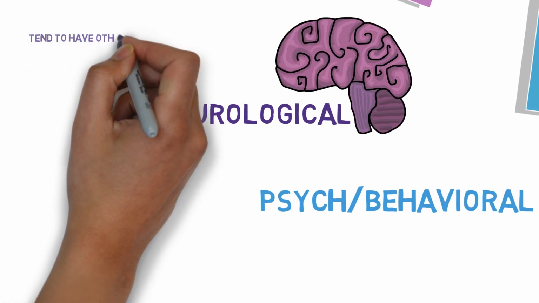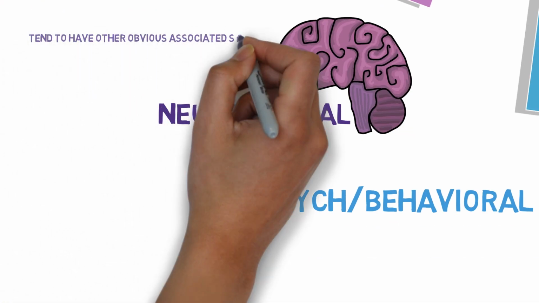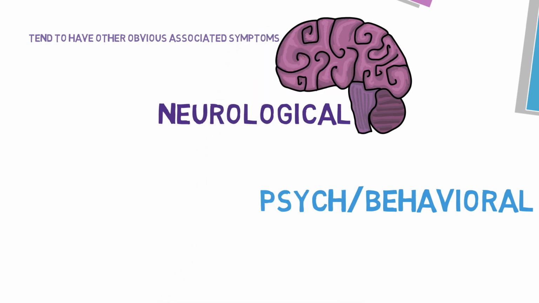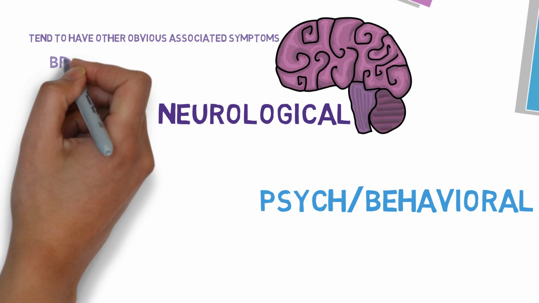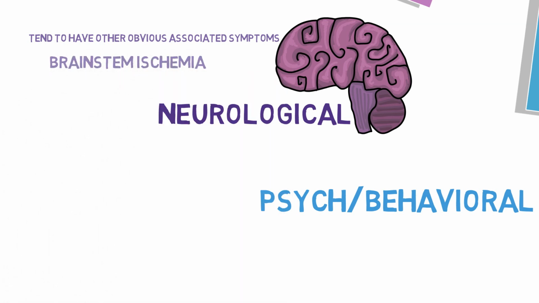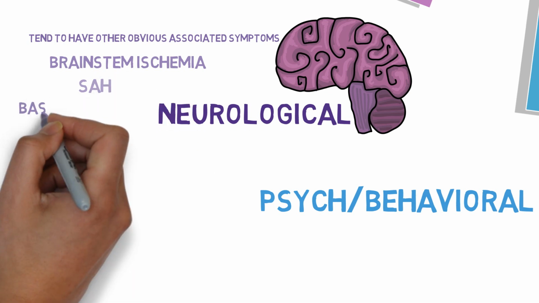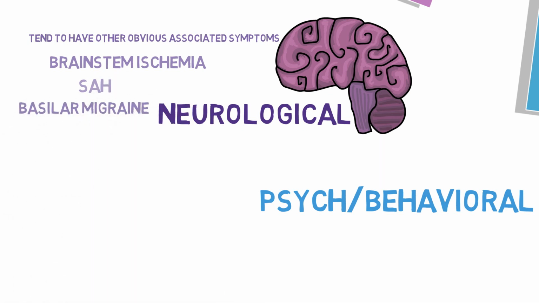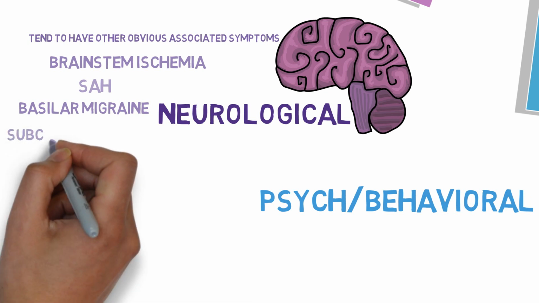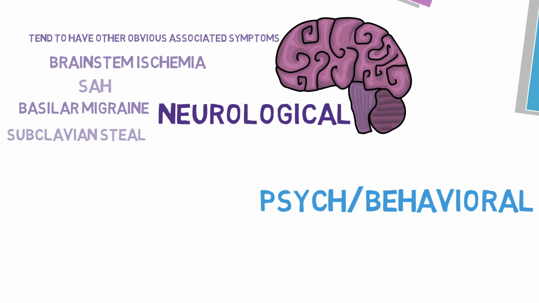Next, we have neurological causes of syncope, though these tend to have other obvious associated symptoms and are therefore not a common cause of pure syncope. Examples include brainstem ischemia, typically associated with vertigo, subarachnoid hemorrhage and basilar migraine, both typically occurring with a severe headache, and the rare subclavian steal syndrome.